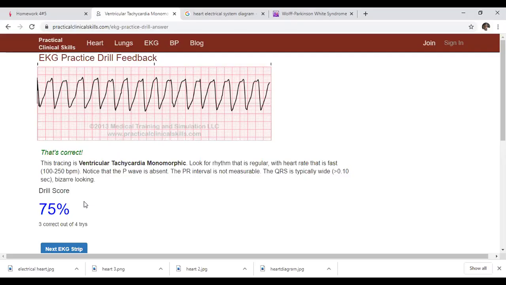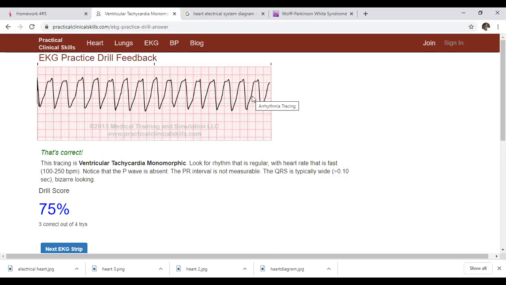Mono is one, poly is more than one. Polymorphic or monomorphic, you won't have to answer those on your test. You just need to know that's VTAC. When you see VTAC, what do I need to be doing? CPR. Calling a code, because the patient is coding.